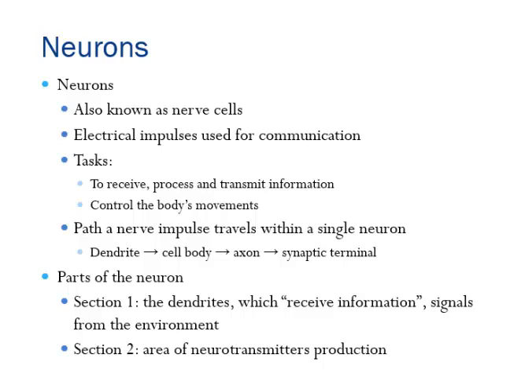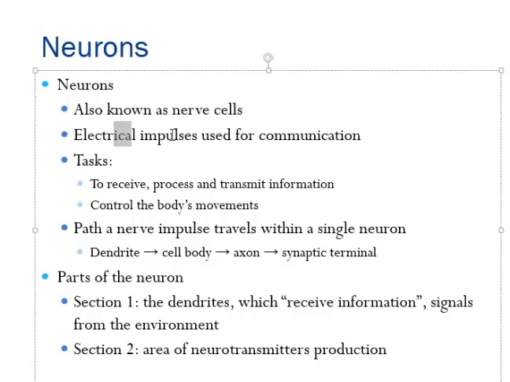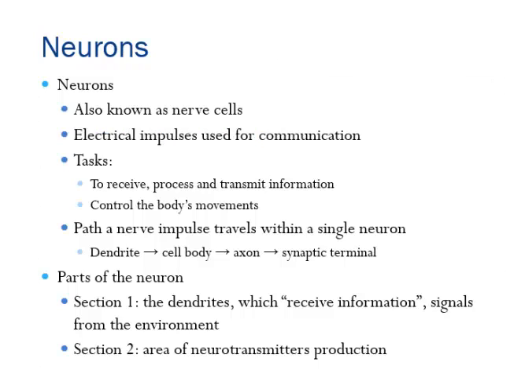Now, just like all of the human being is made up of different types of cells, muscle cells, fat cells, whatever, the nervous system is also made up of cells. Nerve cells are called neurons, and they are used to transmit electrical impulses for communication.